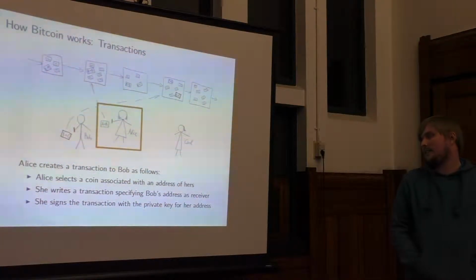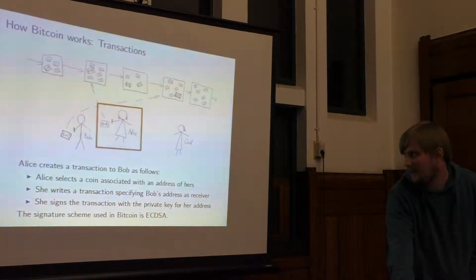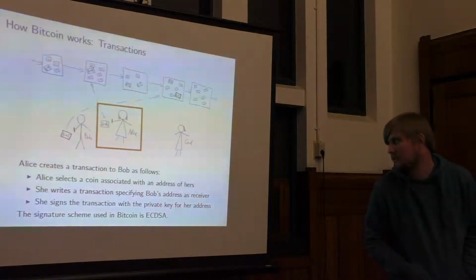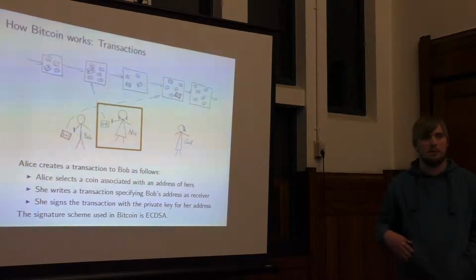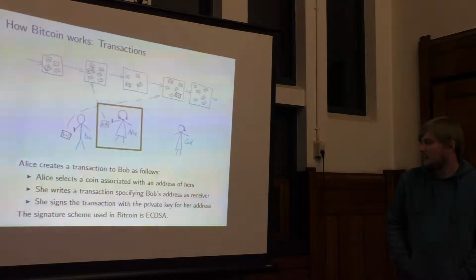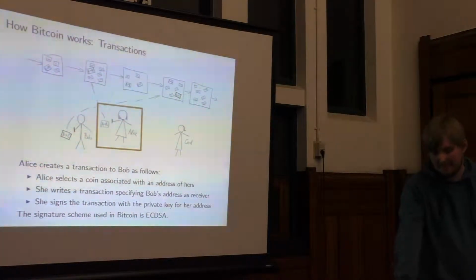And then Alice signs the transaction with her private key that belongs to her address. The important thing to notice here is that the signature scheme used for that in Bitcoin is ECDSA. And our talk will be about some specific properties of ECDSA that we can exploit.